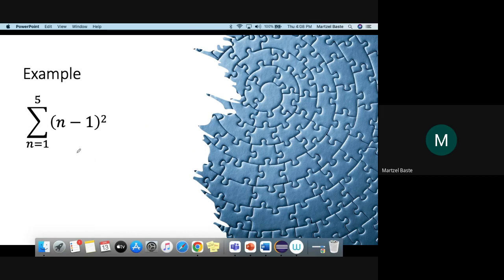How about this one? This is a bit tricky. So 1 minus 1 raised to the power of 2, plus 2 minus 1 raised to the power of 2. I'll write it below, plus 3 minus 1 raised to the power of 2, plus 4 minus 1 raised to the power of 2, then 5 minus 1 raised to the power of 2.